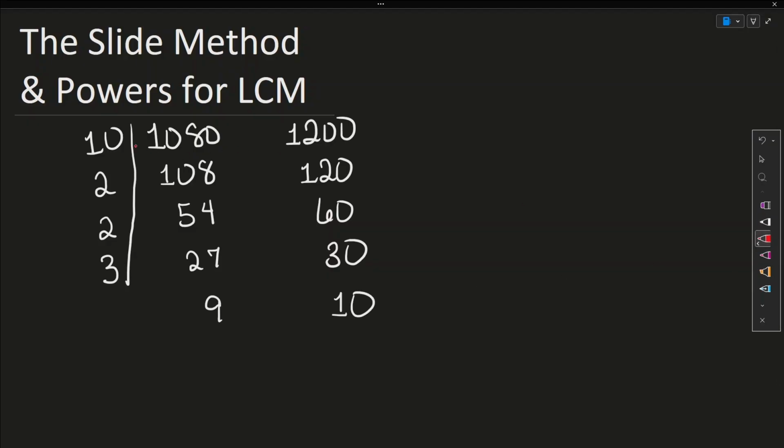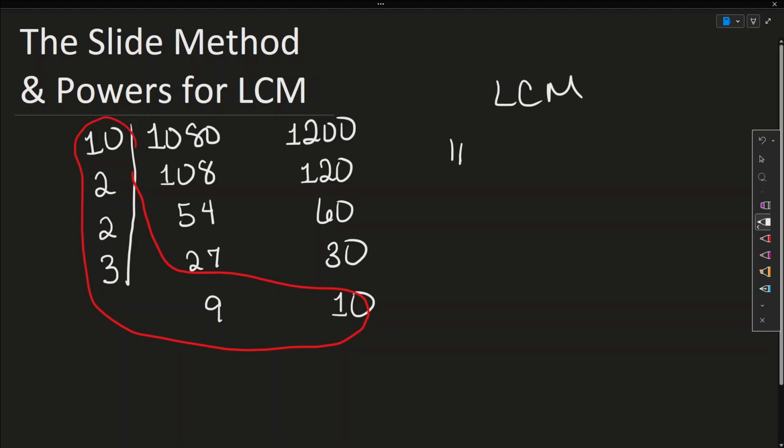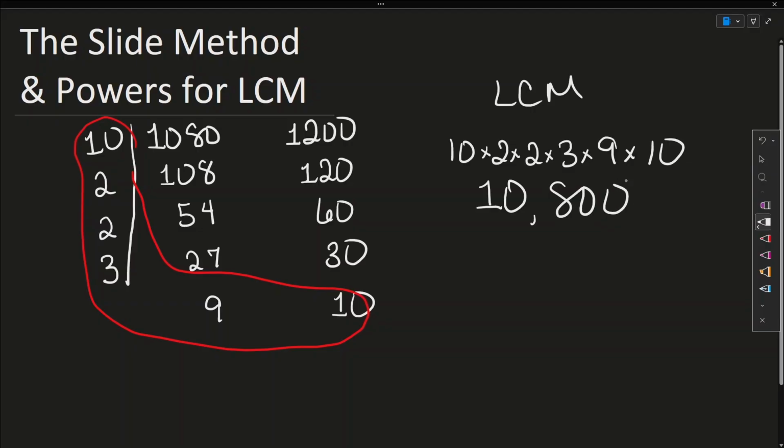So when we find our LCM, we do the entire first column and the bottom row. So here, our LCM is going to be 10 times 2 times 2 times 3 times 9 times 10, which is 10,800. So this is our LCM for 1,080 and 1,200.